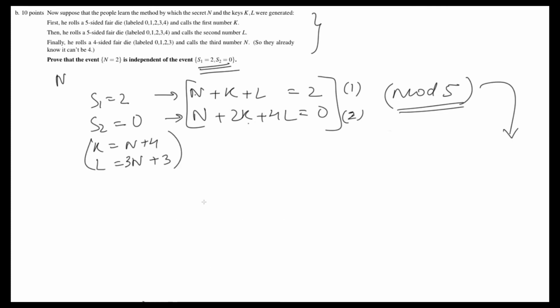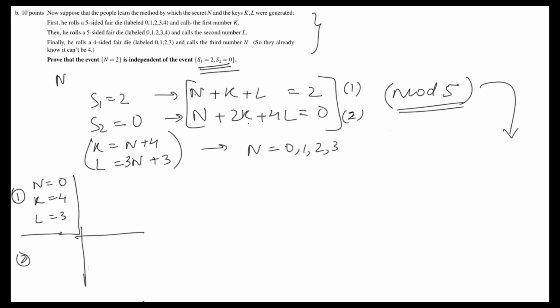Alright, so now these are our two equations. So we have L and K in terms of n. So given n, we can find L and K, right? So now let's look at our 4 different possibilities of n. N can be equal to 0, 1, 2, 3, right? Let's look at our 4 options. Let's say n is equal to 0. If n is equal to 0, k is equal to 4, L is equal to 3, right? This is option 1.